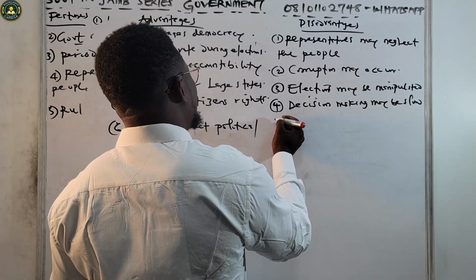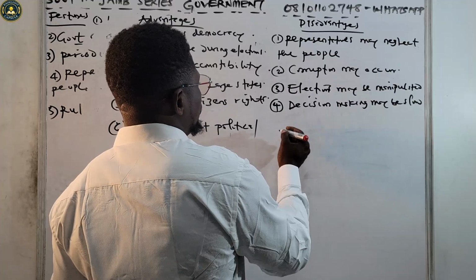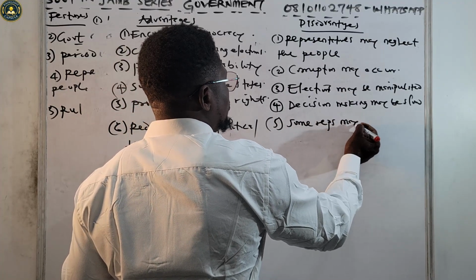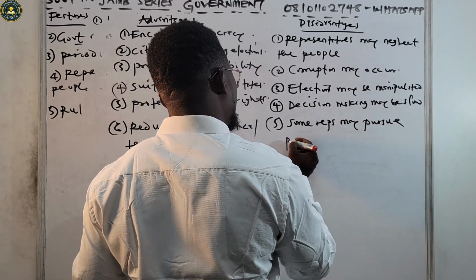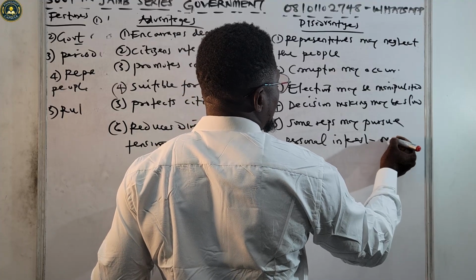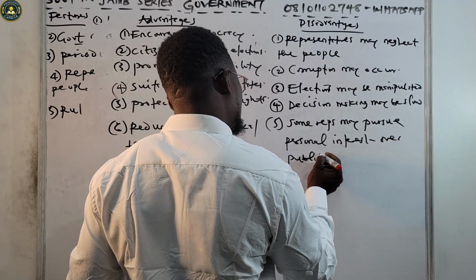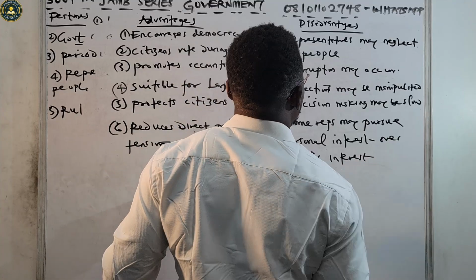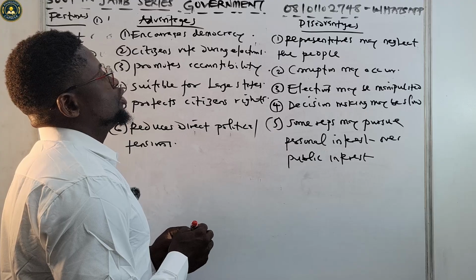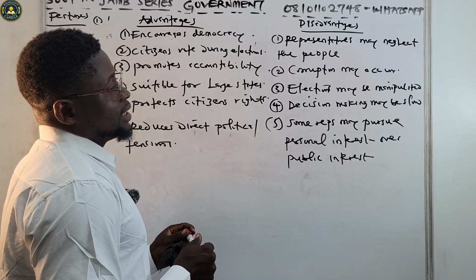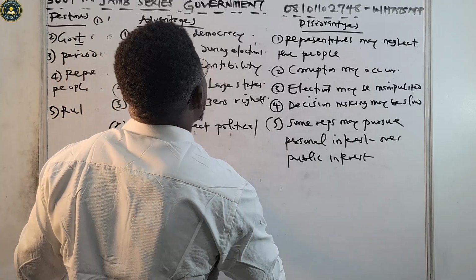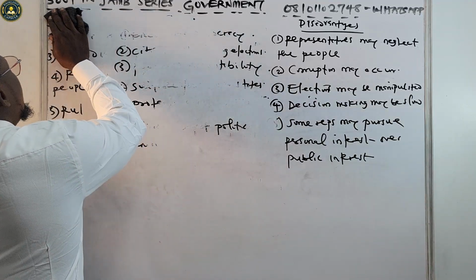And then number 5, some reps may pursue personal interests over public interests. So these are disadvantages. Representatives may neglect the people, corruption may occur, elections may be manipulated, decision making may be slow, and some reps may pursue personal interests over public interest. So I've seen features, advantages, and disadvantages.